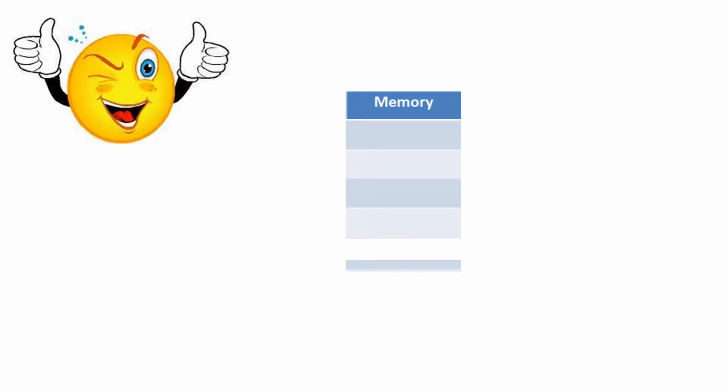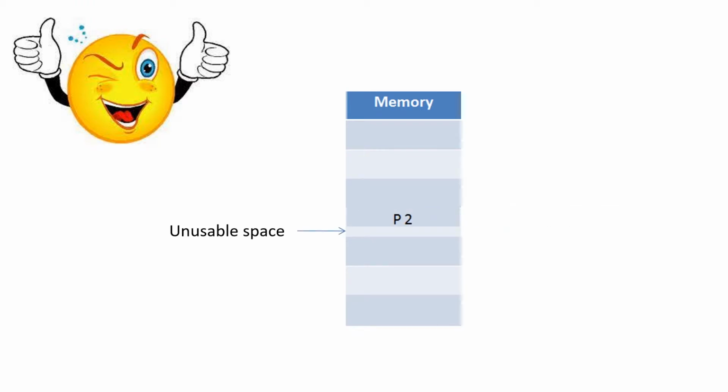Now, what is internal fragmentation? When the memory block assigned to a process is bigger, some portion of memory is left unused, as it cannot be used by another process.